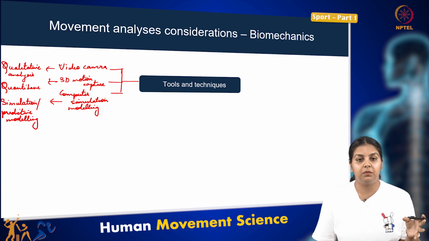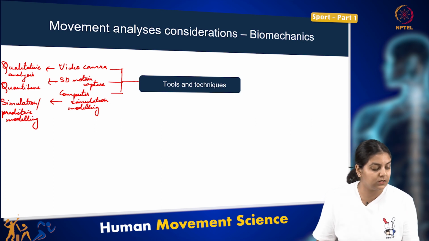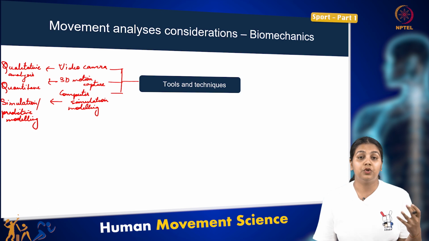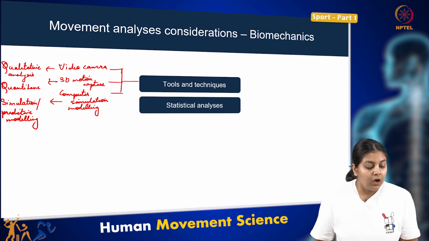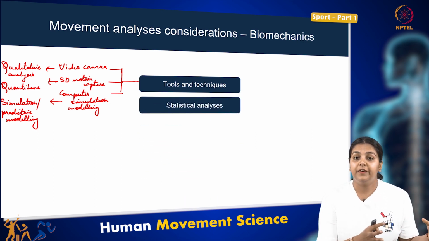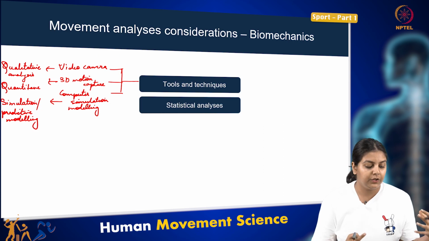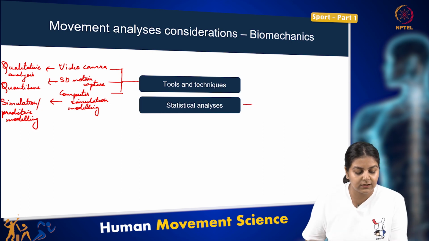And your tools, of course, then become cameras, sensors. Along with 3D motion capture, you could use sensors as well, depending on where you're doing the analysis and what you get out of it, right? So these are some of the tools and techniques. Once you've identified your tools and techniques, you collect the data, and you're then looking at statistical analysis.